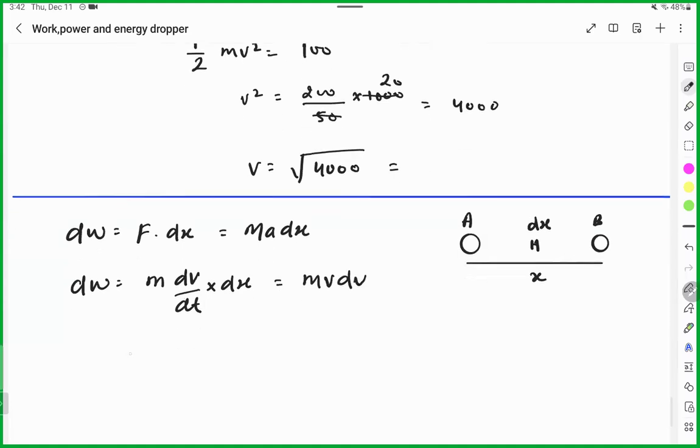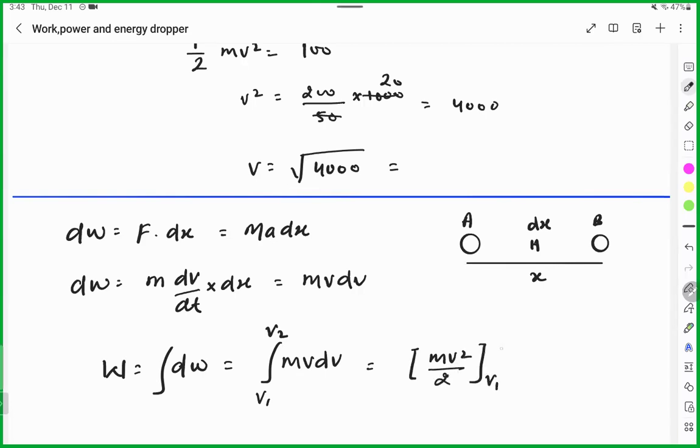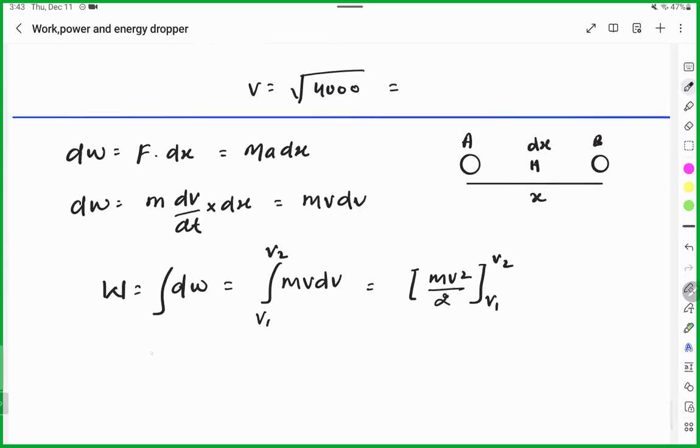Correct. Now, if you integrate from v1 velocity to v2 velocity, how will you calculate? Work done is equal to integration of m v dv from v1 to v2. What will be the value? M will come outside, m v square by 2 from v1 to v2. Can you say work done will be final minus initial, right? Half mv2 square minus half mv1 square.